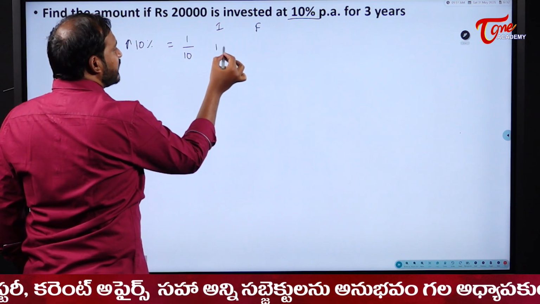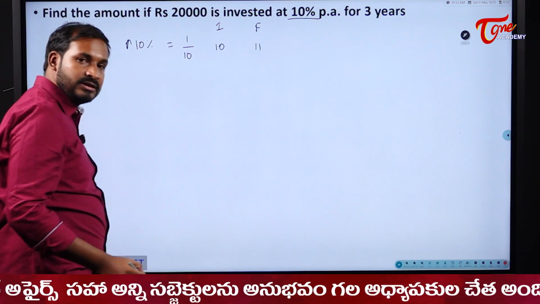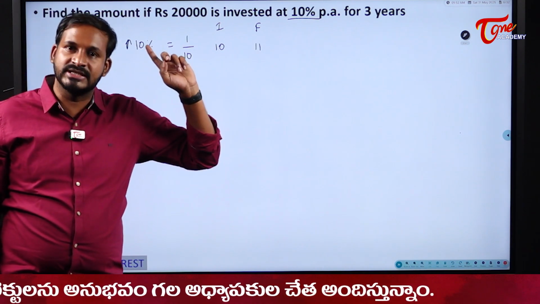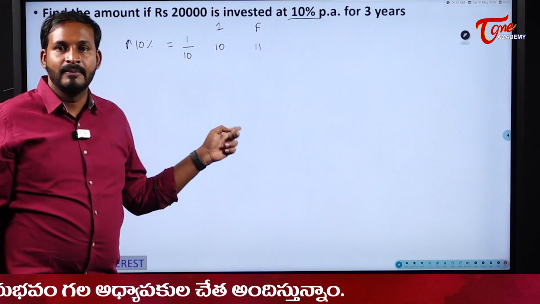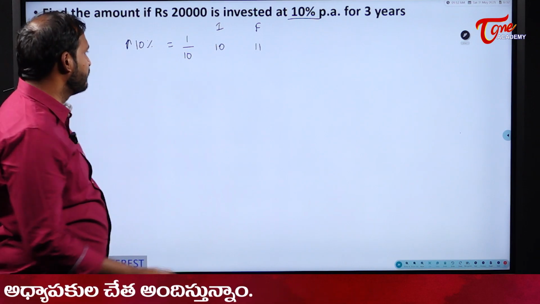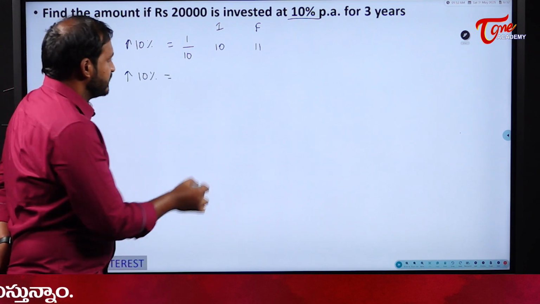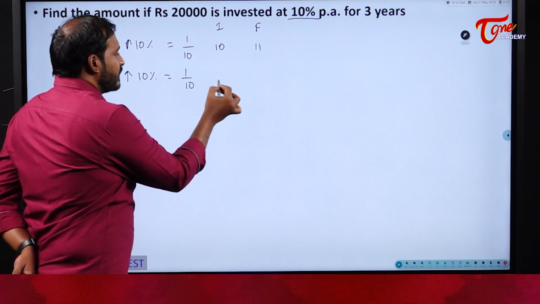So initial and final. Initial it is how much? 10. Final it will become how much? 11. See, if it is increased, we will add it. If it is decreased, we will subtract it. While discussing percentage, we have used this method. Percentage and ratios. Please go and check that once. Next, once again, it was increased by how much percentage? 10%. That is 1 by 10.